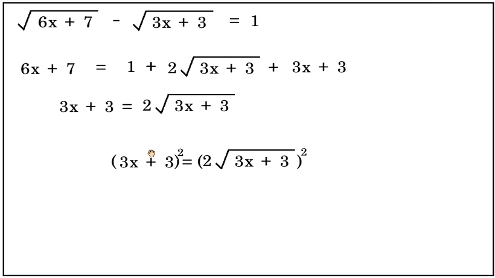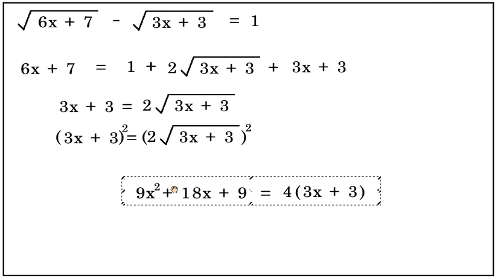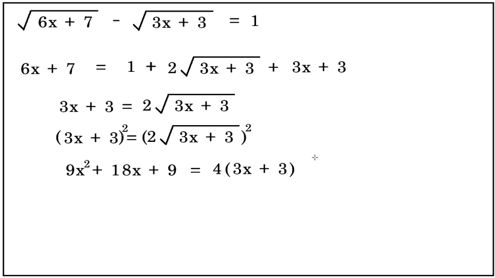And I haven't completed that. I'm just showing it here. And as you can see, here is this binomial being squared that I worked earlier. And the result of this is going to be that 9x squared plus 18x plus 9. And let me drag in that. Now, over here, when I squared this right side, the 2 is being squared, and so that's where this 4 comes from. And then the square undoes the square root, and that's where this 3x plus 3 comes from.